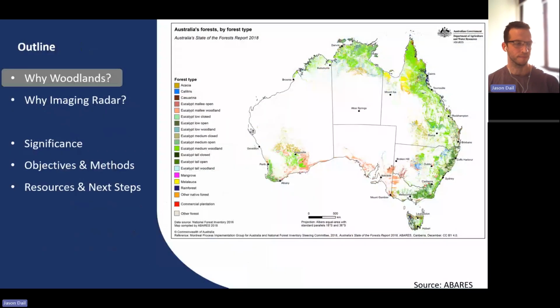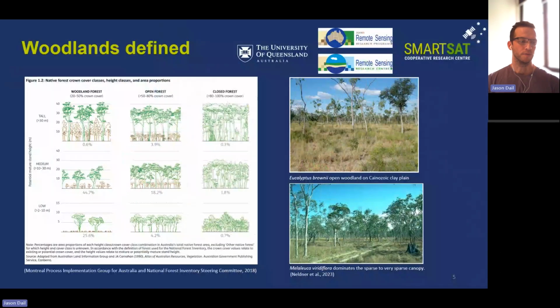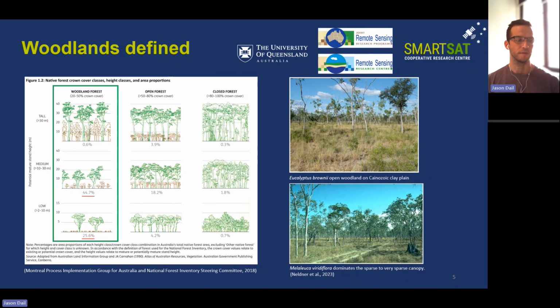So why woodlands? According to Australia's National Forest Inventory, the structural requirements are that the mature stand height exceeds 2 meters and a crown cover of at least 20%. We'll get to some more statistics later, but this is what we're looking at, woodlands. When we look at all the forests in Australia, we're looking at this classification. Woodlands are defined as having 20 to 50% crown cover.